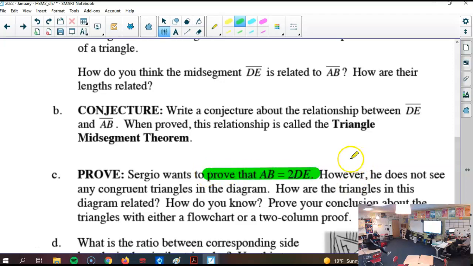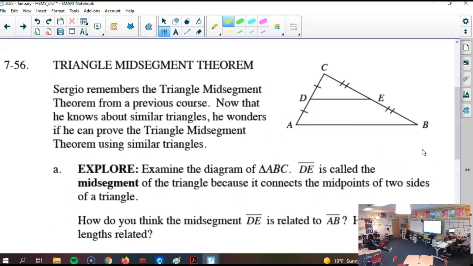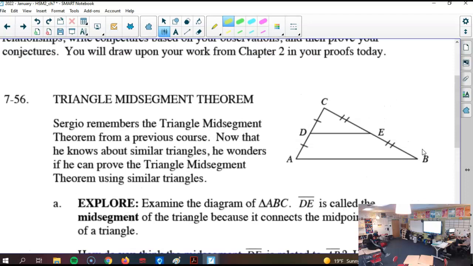Okay, can you go back up to the diagram? Triangle mid-segment theorem. I don't know, it's called that after we prove it. It's in bold. He does not see any congruent triangles in the diagram. Okay, well, he's not very big brain, as we say.